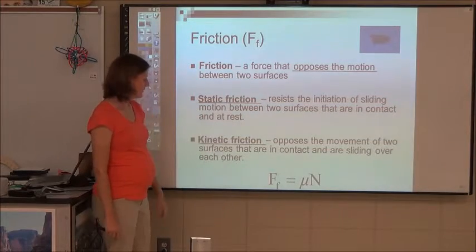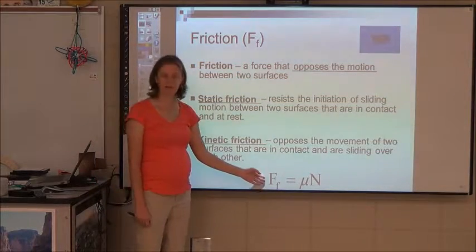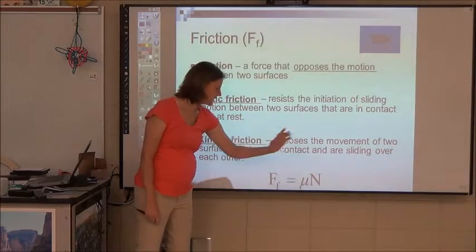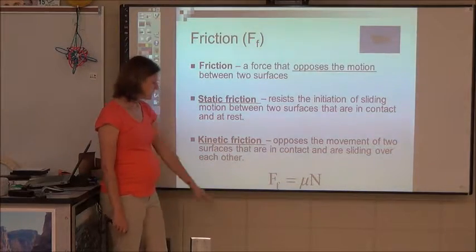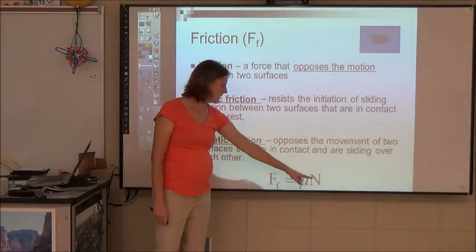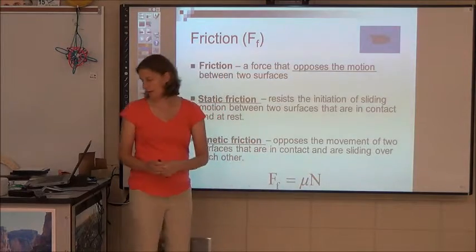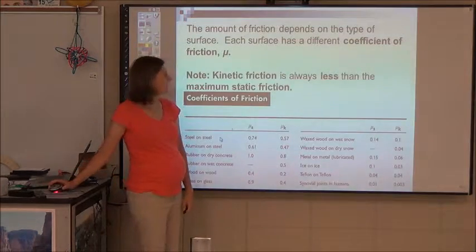And we have a little friction equation. Say friction is fun; it kind of looks like F-U-N, fun. That's the force of friction. That's the normal force. And we'll talk about what that little Greek letter is. That is the Greek letter mu.